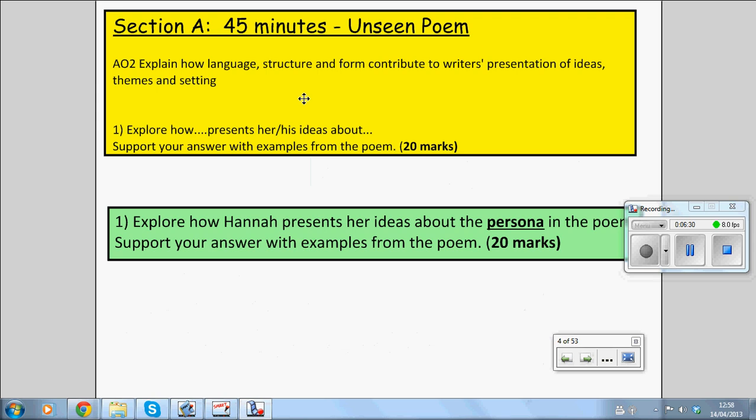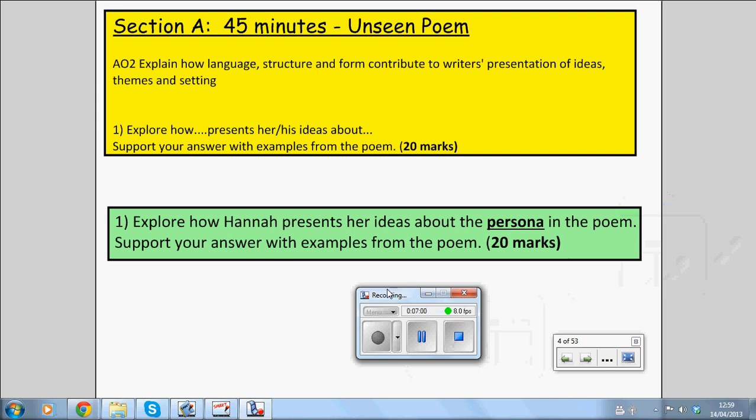So section A, you've got 45 minutes. The whole exam is an hour and 45 minutes, so this section you get 45 minutes to look at the unseen poem. And it will always be the same question stem. So it will always say, explore how the poet presents her or his ideas about something. And you will be told to support your answer with examples from the poem, so it's just reminding you that you always need to include those quotations.